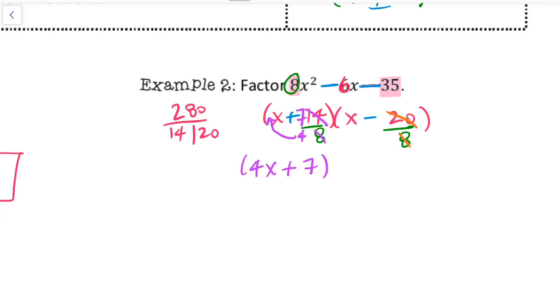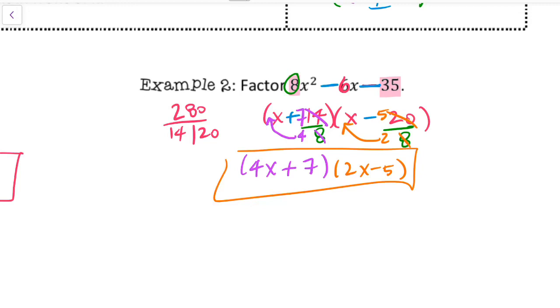And then over here, 20 over 8, we are able to take 4 out of top and bottom this time. So we get 5 over 2, slide the 2. 2x minus 5. And there we have our final answer. We can always check it, by the way, by foiling it back out. So be prepared to do that at some point in time.